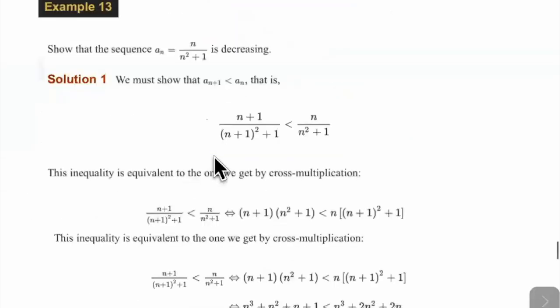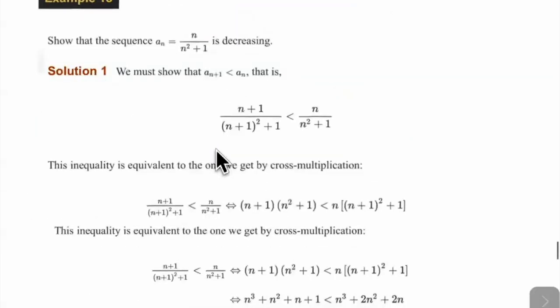The last example here, we try to show that the sequence is decreasing, right? So in other words, we're trying to prove that a_(n+1) is less than a_n, if we try to prove that it's decreasing. So you just go ahead and put it over here.